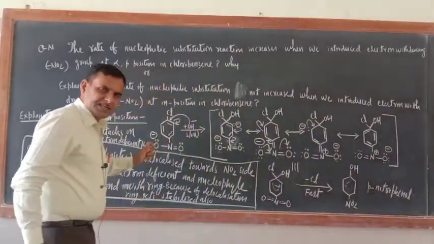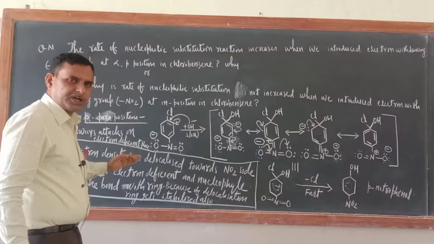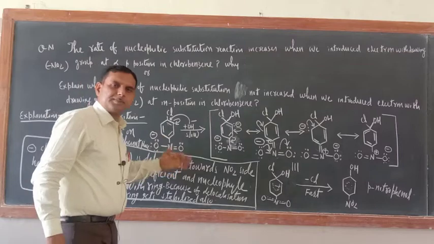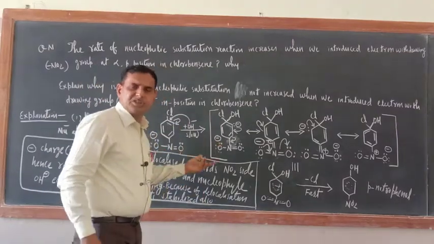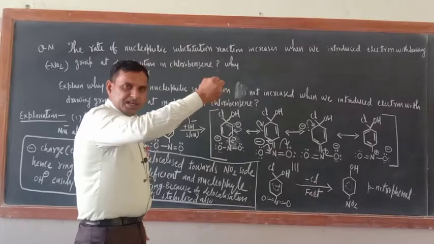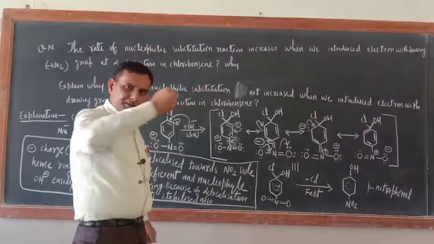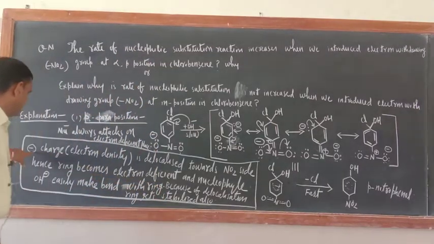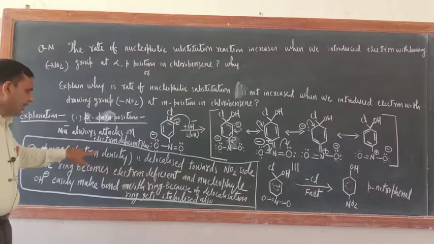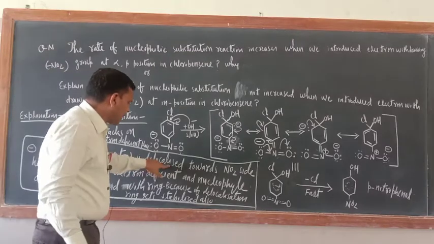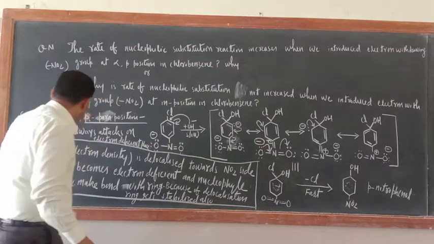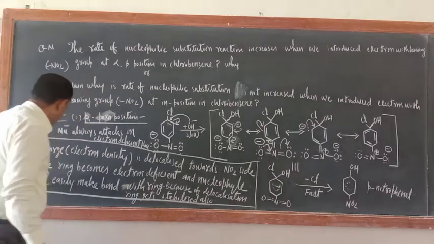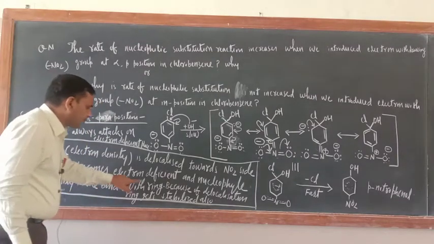So why does the presence of NO2 group at para position increase the rate of nucleophilic substitution reaction? Because when NO2 is present at para position or ortho position, it sucks, it withdraws the benzene ring electron towards itself, and the ring becomes electron deficient. Just see, negative charge electron density is delocalized towards the NO2 side. Hence the ring becomes electron deficient, and the nucleophile OH negative easily makes a bond with the ring.